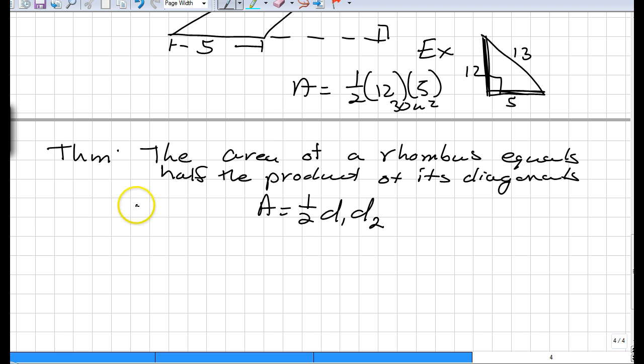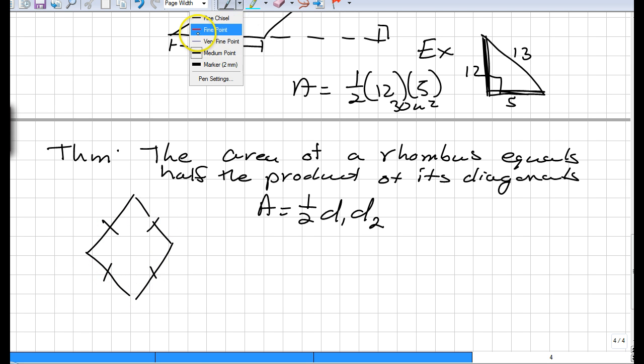Now remember, a rhombus is defined as a parallelogram with 4 congruent sides. But what's special about a rhombus is that the diagonals of a rhombus are perpendicular to each other. They also bisect each other. Okay, and so we can use what we know about rhombuses to find the area.